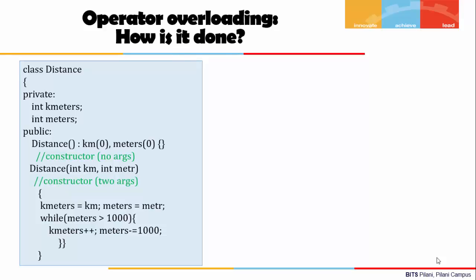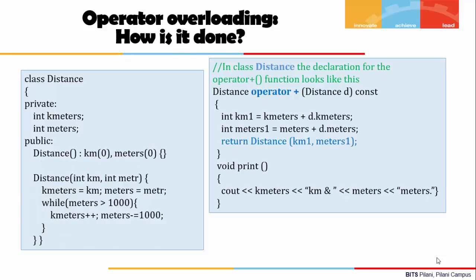Then there itself, if the meters become greater than 1000, we decrease the meters by 1000 and increase the kilometers by 1. Now, to make the operator overloaded, how do we proceed?